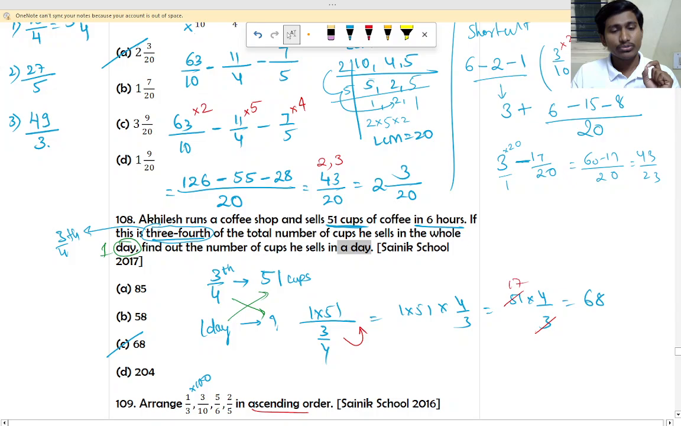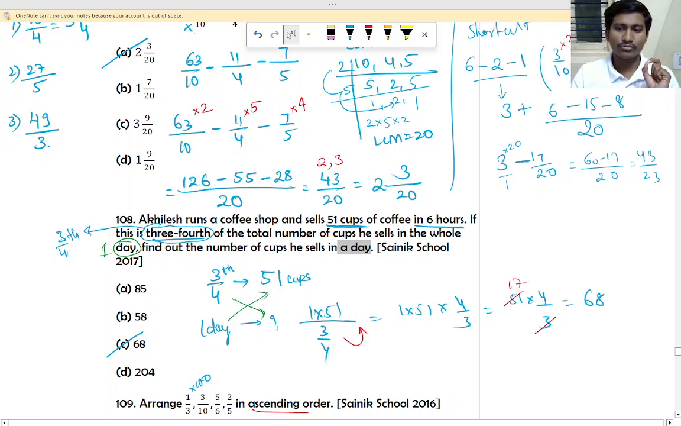1 into 51, and 3/4 will come down as the denominator. You know division of fractions, right? So that is 1 into 51 divided by 3/4. This will get reciprocal and we have to multiply. So 3 by 4 will get reciprocal, it will become 4 by 3.